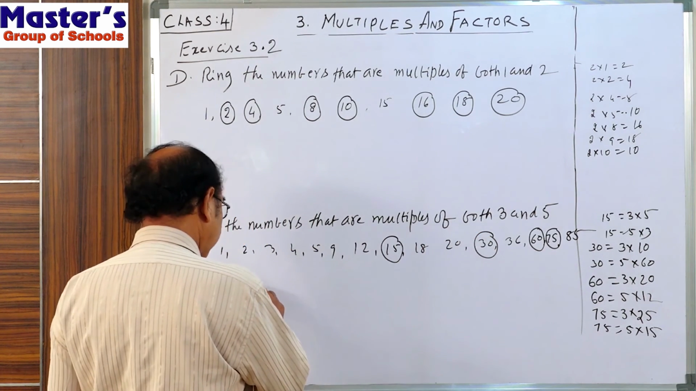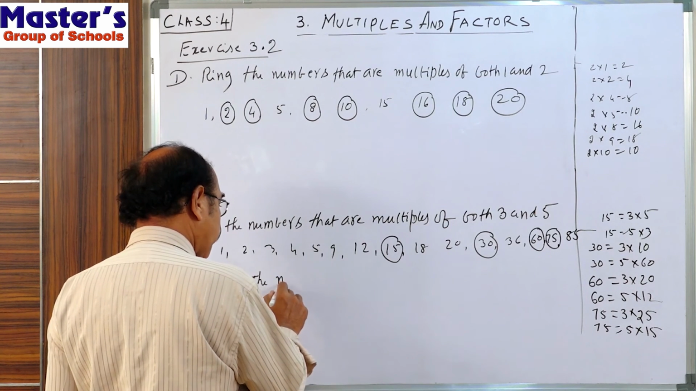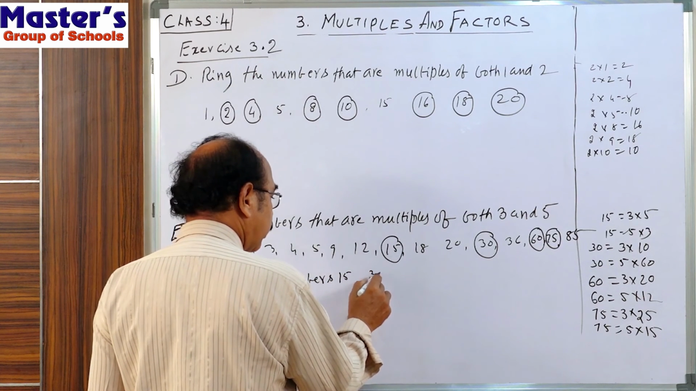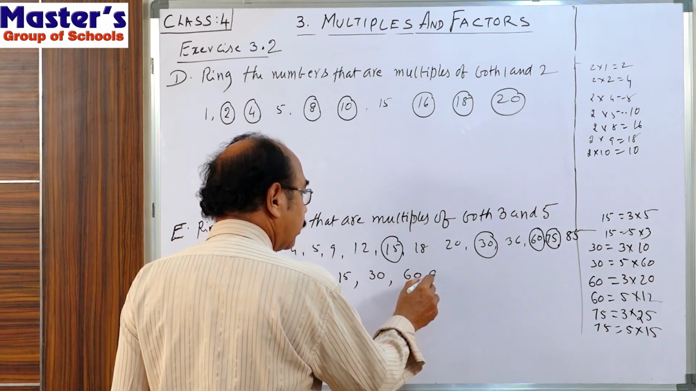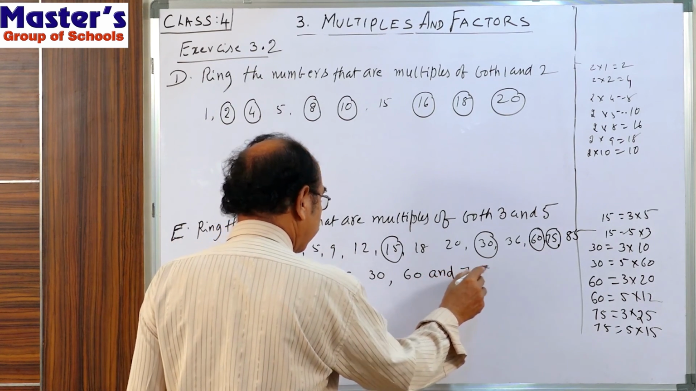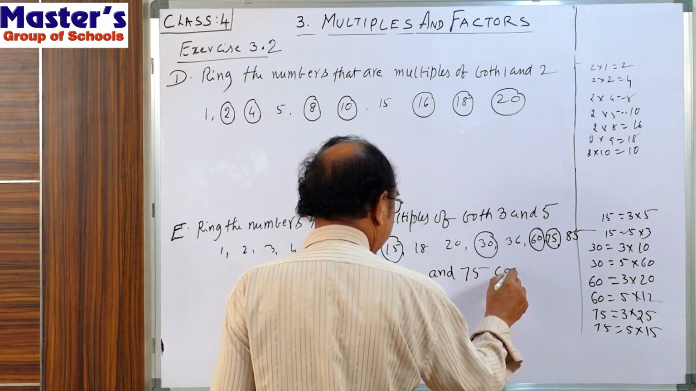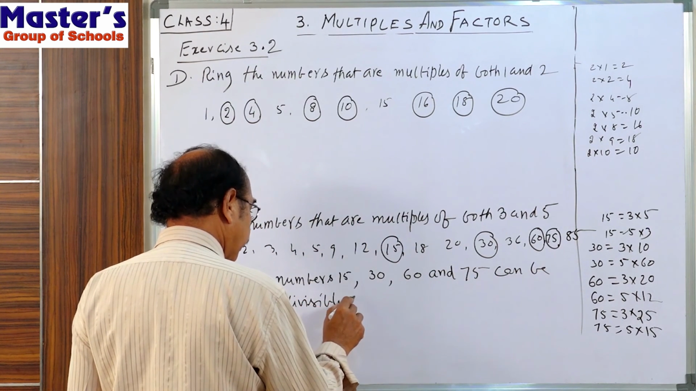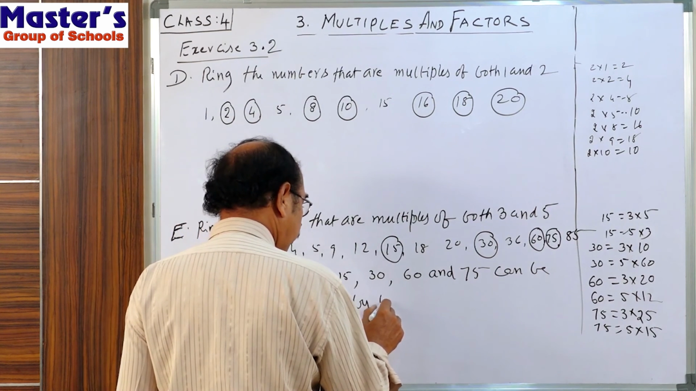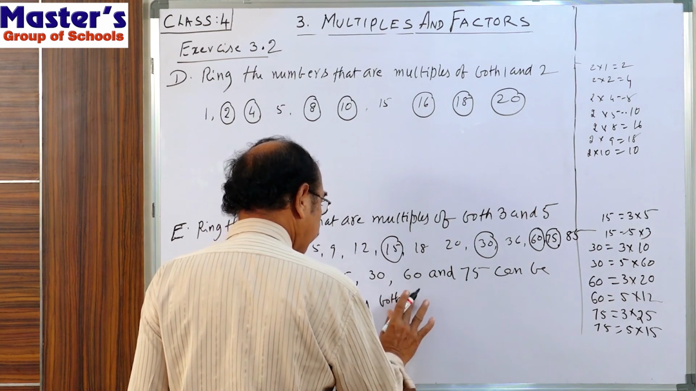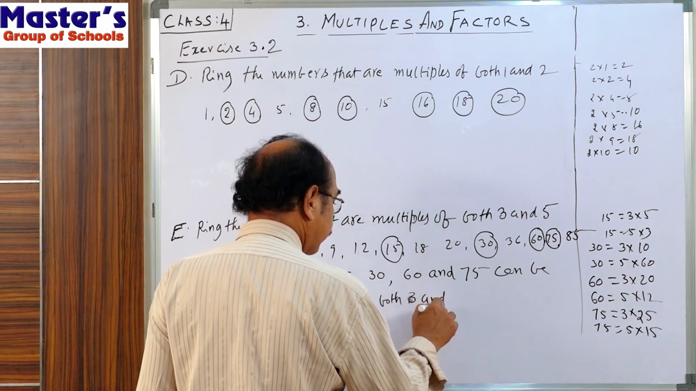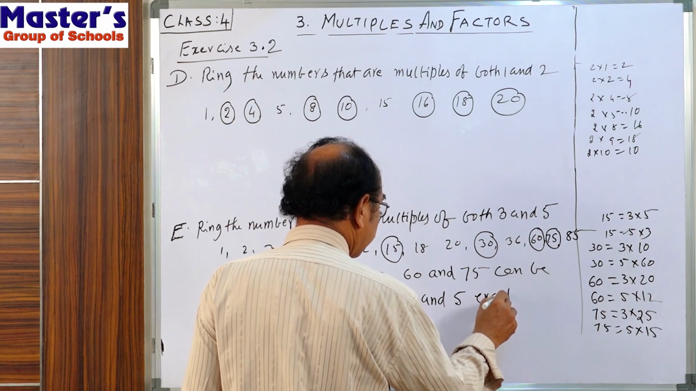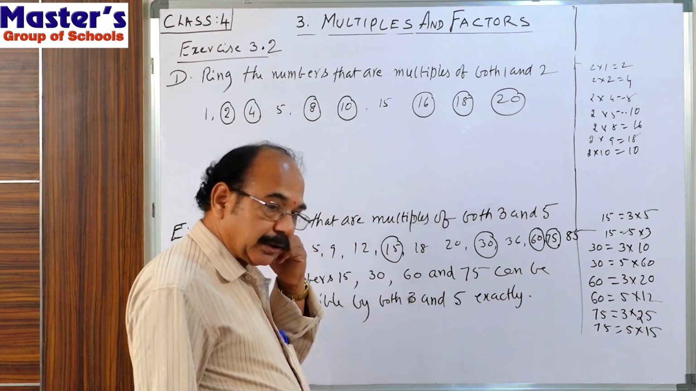So here what we write? The numbers 15, 30, 60 and 75 can be divisible by both 3 and 5 exactly.